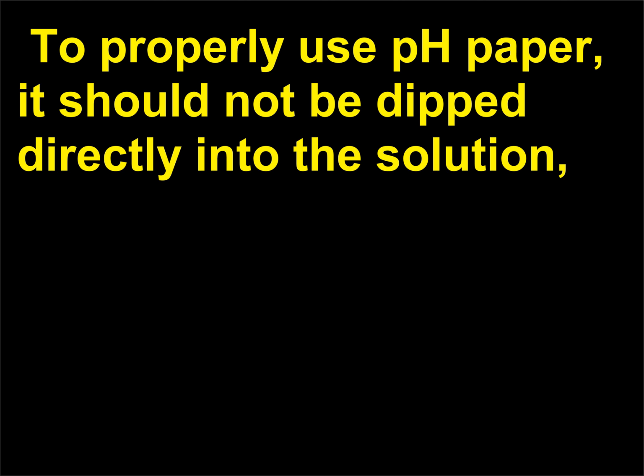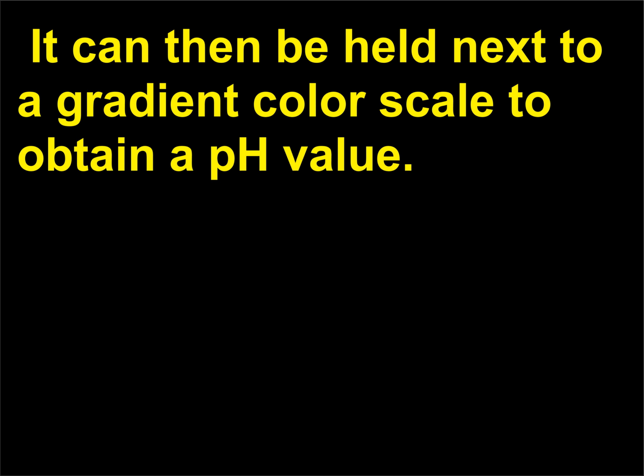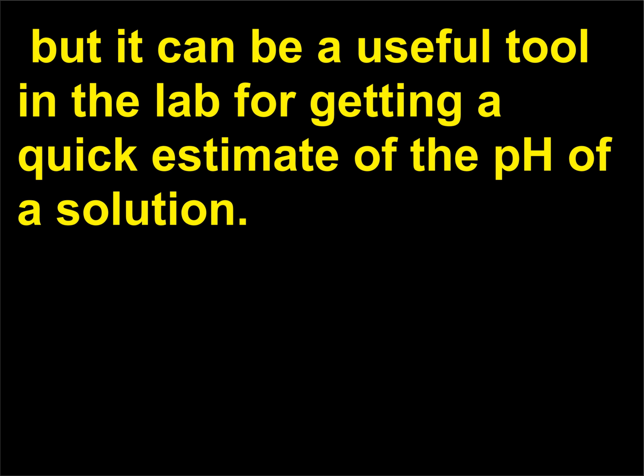To properly use pH paper, it should not be dipped directly into the solution, but rather a drop of the solution should be placed on the pH paper. It can then be held next to a gradient color scale to obtain a pH value. Since this relies on visible color changes, it isn't the most accurate method of determining pH. But it can be a useful tool in the lab for getting a quick estimate of the pH of a solution.